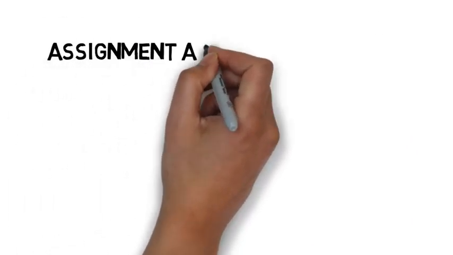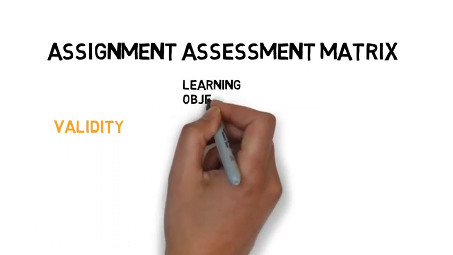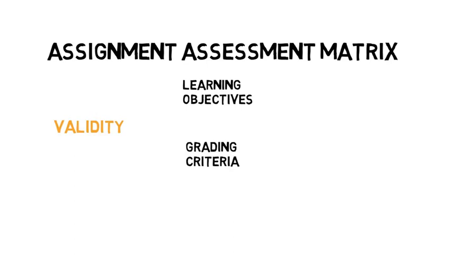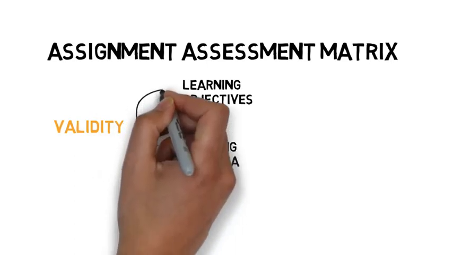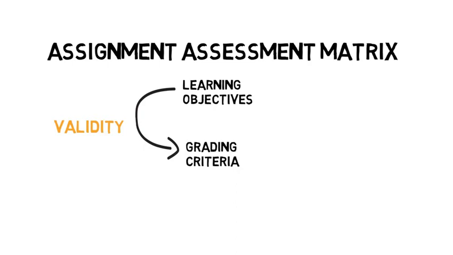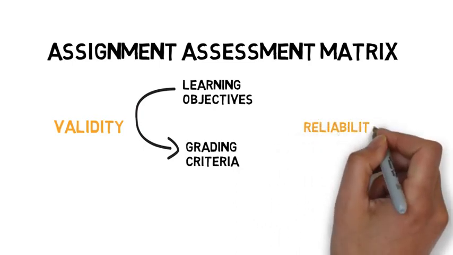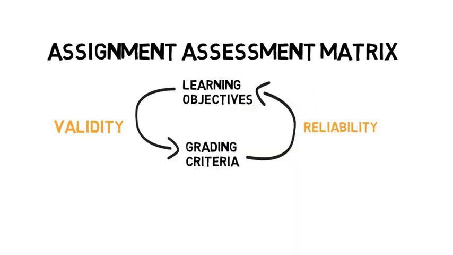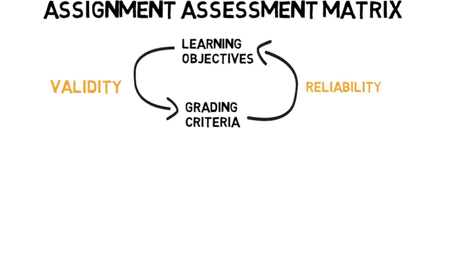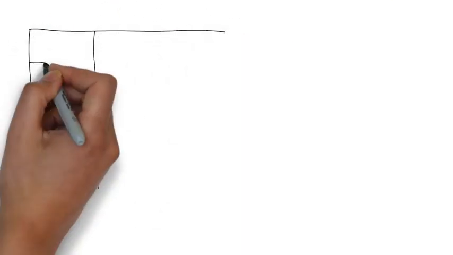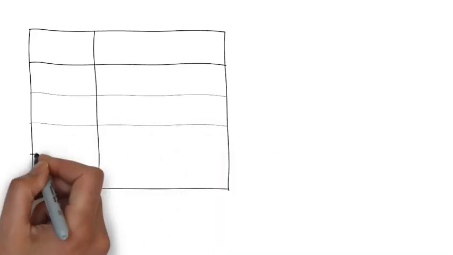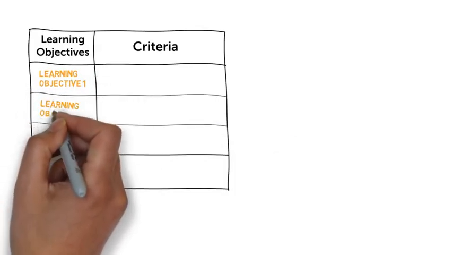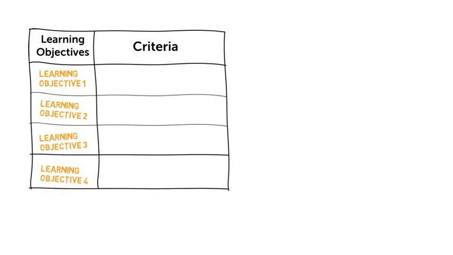For assignments, the assessment matrix is completed in a different way. The validity of an assignment is influenced by the alignment between the learning objectives and the grading criteria. To ensure validity, it is important that all the learning objectives are represented by grading criteria. For reliability, it is important that the same is true the other way around, that all the criteria on which student work is graded is linked to a learning objective. Therefore, instead of specifying numbers and types of questions, you will need to add a separate assignment matrix in which you show the relationship between the learning objectives and the grading criteria.